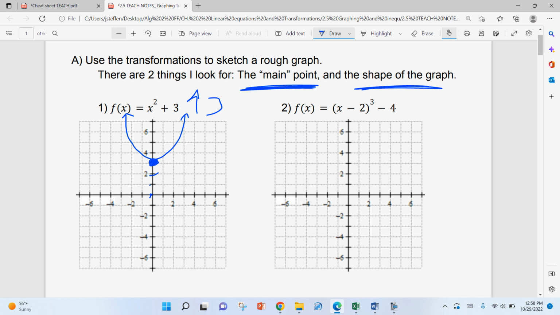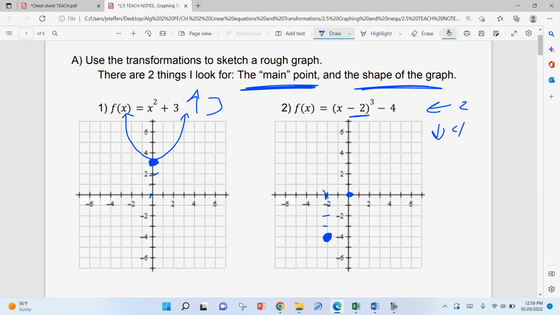Number 2, we are moving this to the right 2 and down 4. So again, we start at 0, 0. We go to the right, 1, 2. Then we go down, 1, 2, 3, 4. So that's where our new point is.